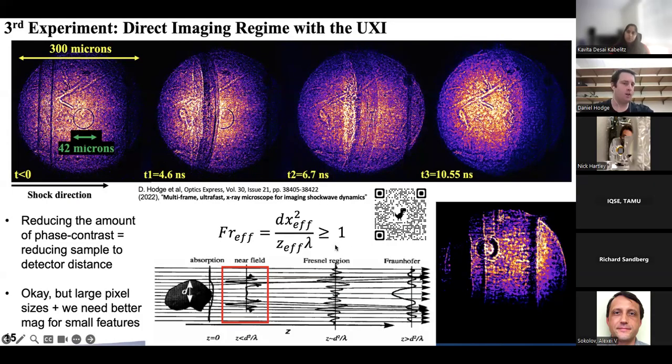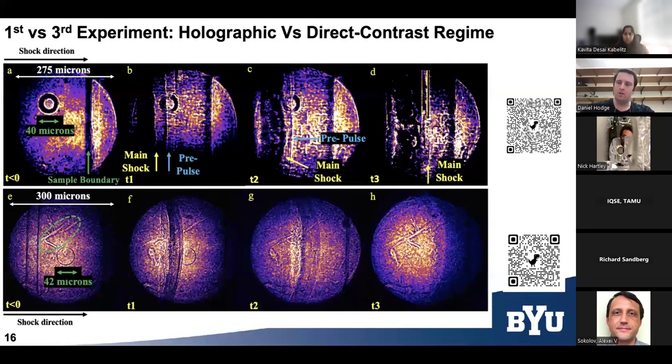But the trade-off, again, I'd really want to emphasize, is working with larger pixel sizes. And we would also like to have a better magnification because we're really zoomed out. We want to be able to zoom in to see features at a higher resolution. And so that brings us to this comparison of the first and third experiment, the holographic versus the direct contrast regime, just showing that this regime is better for very dense interactions in the material.